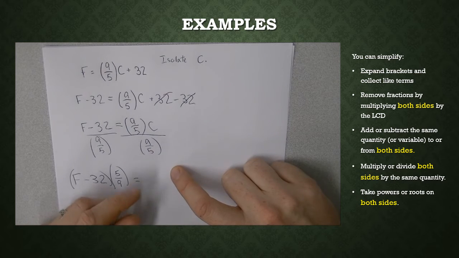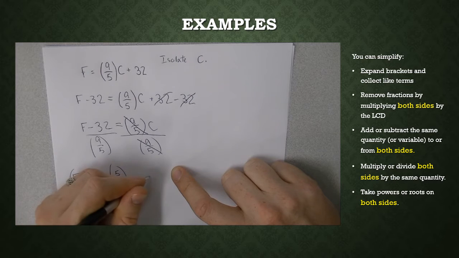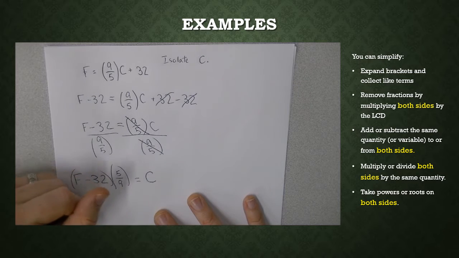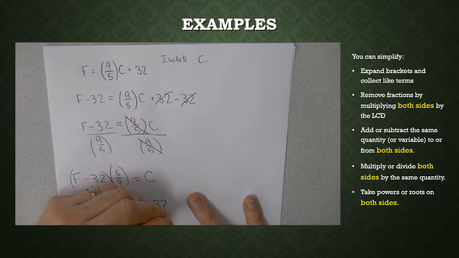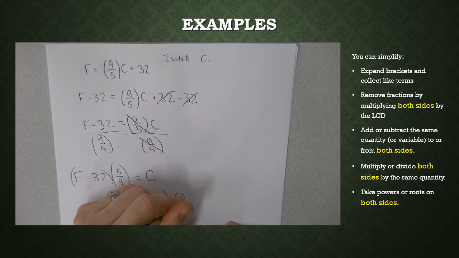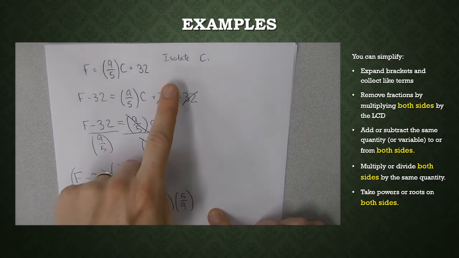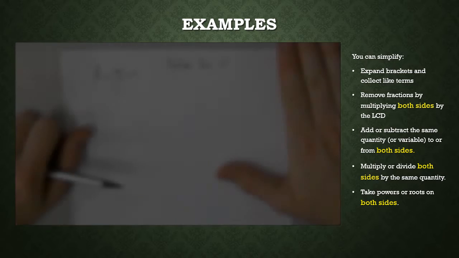So 9/5 cancels with 9/5, and I'm left with C. I could write, C is equal to 5/9 times F minus 32. And I could write this in a few different ways, but it just told me to isolate C. I have done that. I am done. It didn't say I needed to simplify or anything like that, so we could leave this question like this and get our full marks. Alright, here's another example.